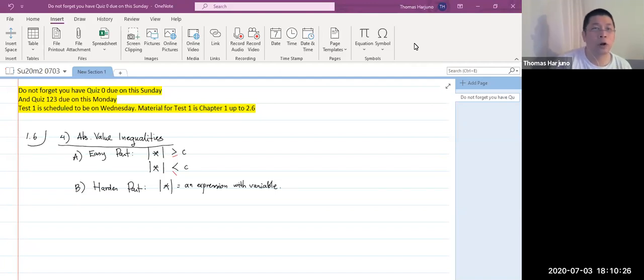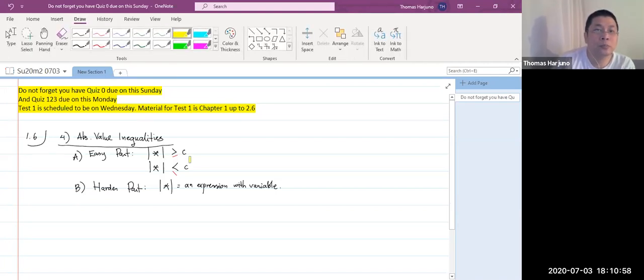I will continue from the one I left over yesterday about absolute value inequalities. And this absolute value inequalities consists of two parts. One of them is the easy part, something that you have seen before. And after that we will do the harder part that you have not seen before. When I say you have seen that before, it refers to your algebra 2. You have seen this type of absolute value inequalities in your algebra 2.